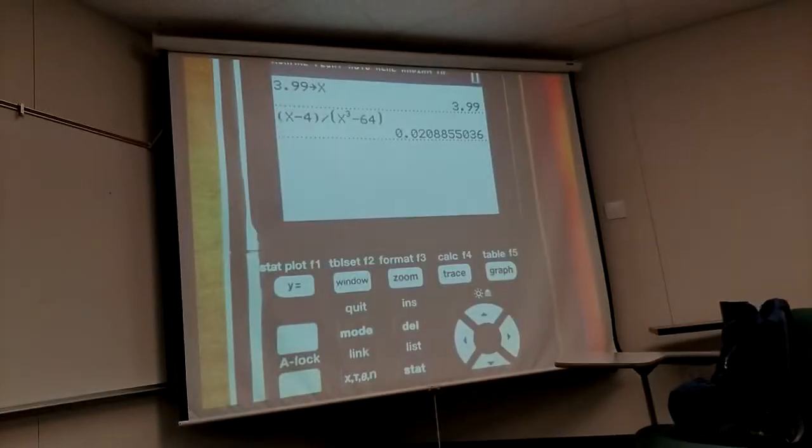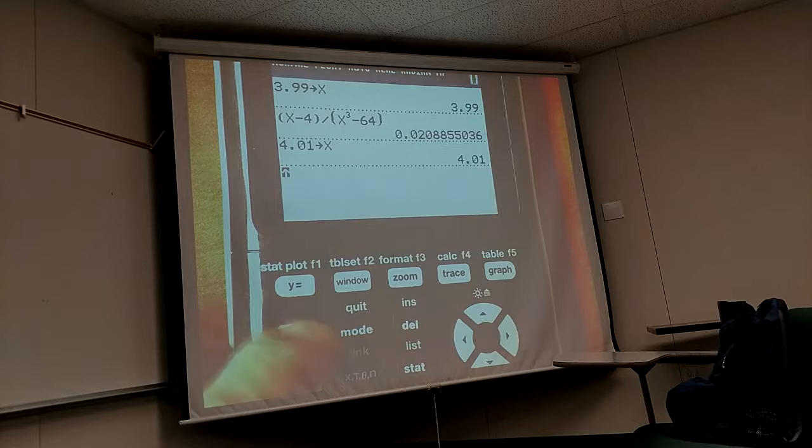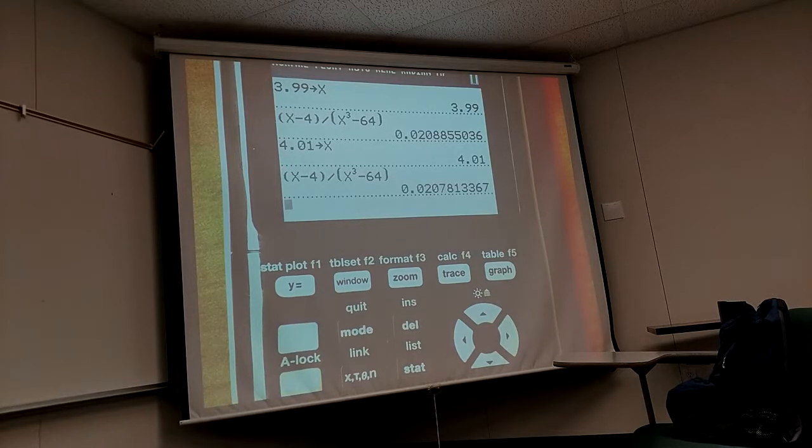0.0208855036. And then let's do 4.01. So watch how I can do 4.01. 4.01 store in X. Second enter, second enter. Bam. 0.0207813367.